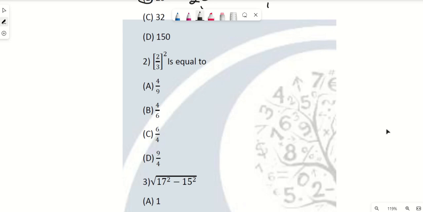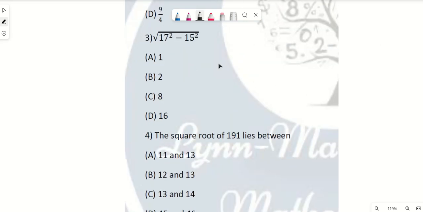Number 2, they said 2/3 to the power of 2. 2/3 to the power of 2 is 2 over 3 multiplied by 2 over 3, right? 2 2s are 4, 3 3s are 9, so the answer is 4 over 9, which is A. Right, this question here, you have to multiply it out, right?